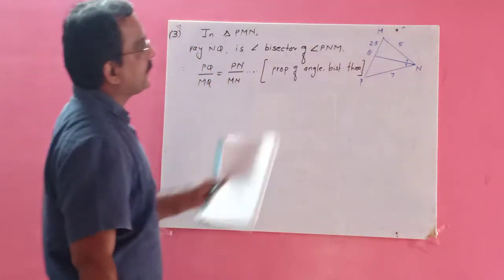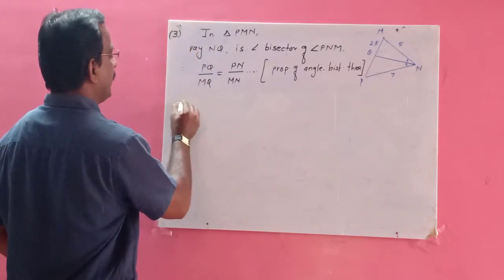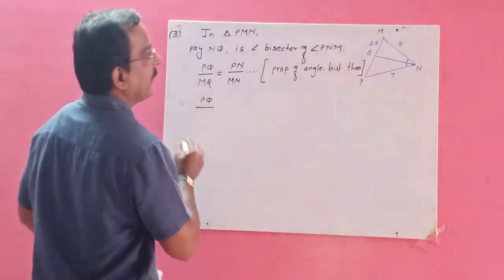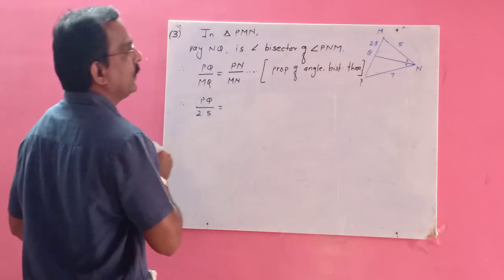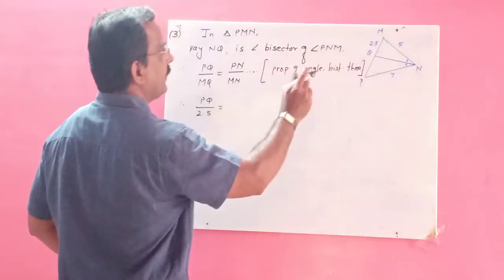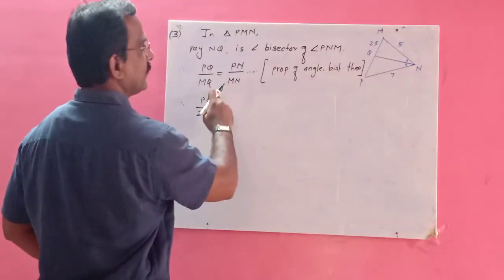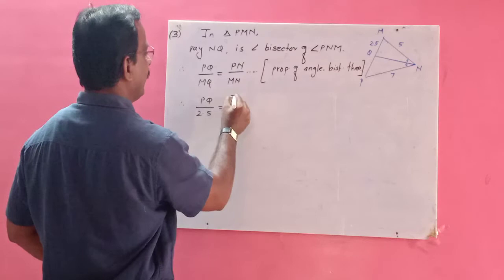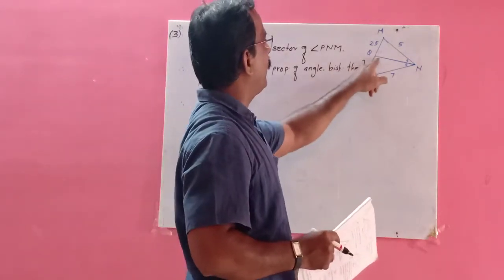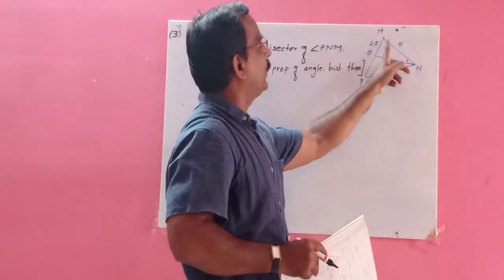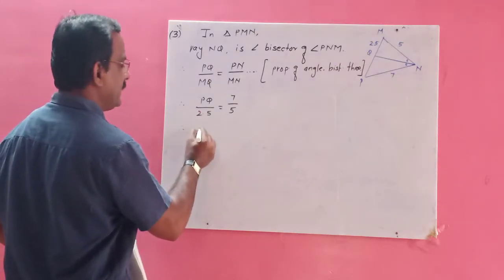Okay, and then substitute the values. PQ is given how much? It is not given, so write PQ as it is. Therefore PQ as it is, MQ is 2.5, which is equal to PN upon MN. PN is 7 and MN is 5. So PQ upon QM equals PN upon MN. Substitute and now simplify this.